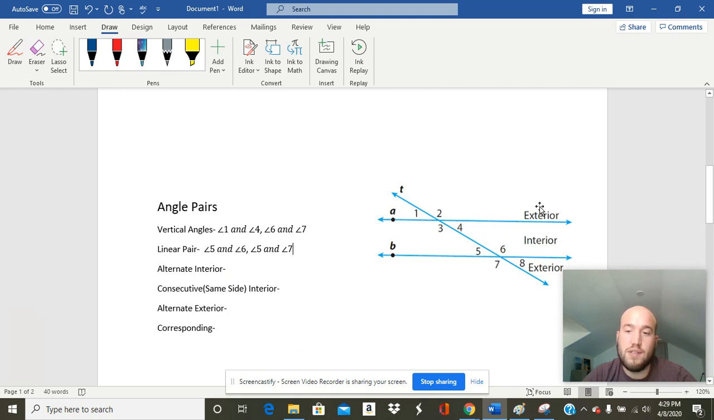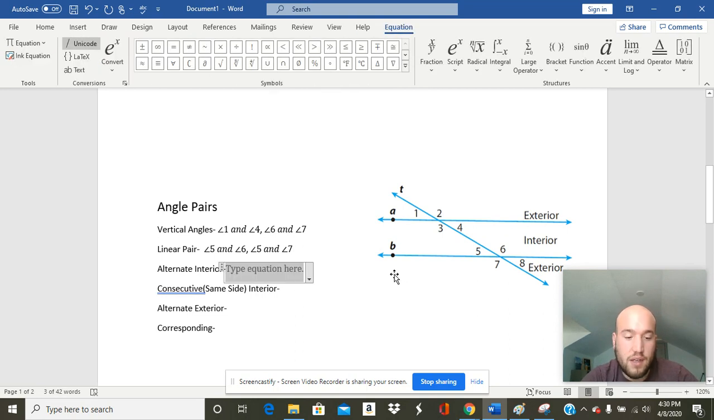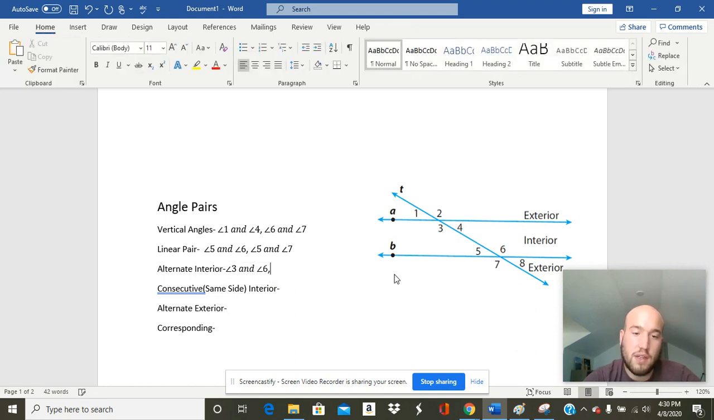Okay, now, if you see over here, interior means inside. I have that label for us. So 3, 4, 5, and 6, those are the only possibilities. Alternate interior means one on each side of this transversal, but they can't be a linear pair. Okay, so there's only two examples of that. And it would be angle 3 and angle 6. Okay? And then we also would have angle 4 and angle 5.